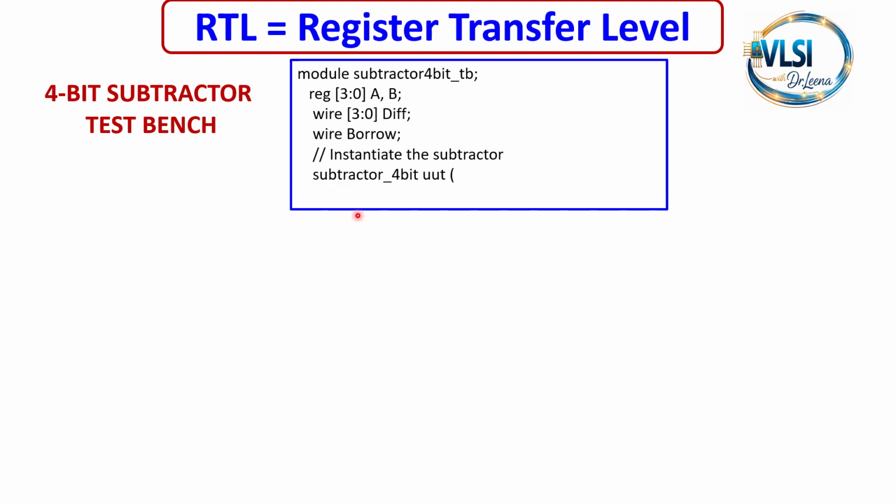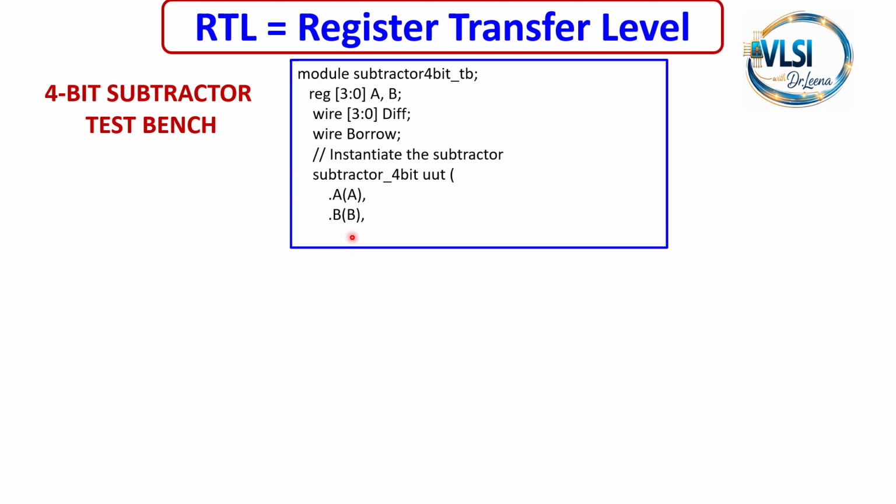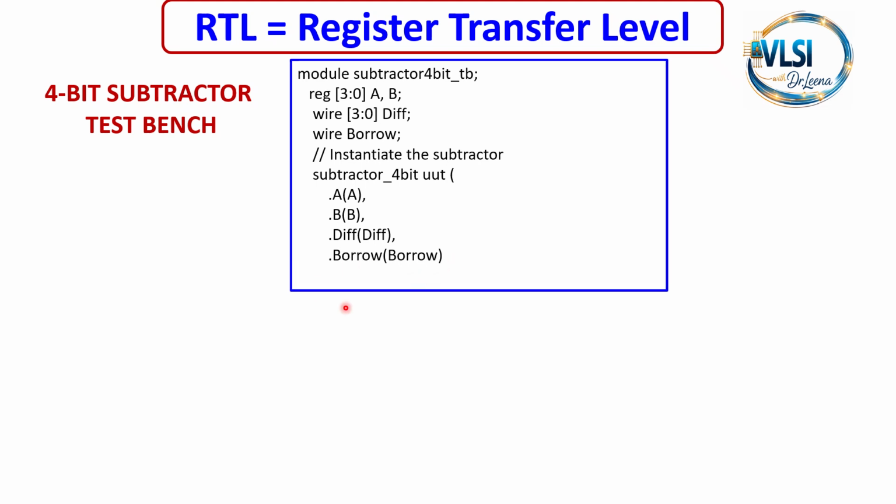Look at this. First we give the module name which we have given in the RTL code, and then the unit under test, and we open the bracket and connect the test bench input with the module input, and another test bench input with the module input. Then we connect the test bench output difference with the module difference, and the test bench output borrow with the module borrow.